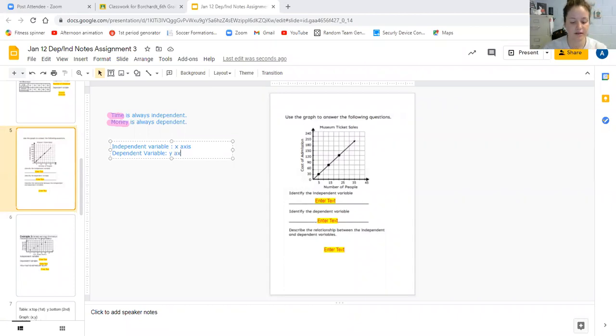Okay, so keeping this in mind, remember, you are using the labels that are attached to these X and Y axes to figure out which one's your independent variable and which one's your dependent variable. And then you're describing the relationship between the independent and dependent variable. I want you to take a minute and do this one on your own and then put your answers in the chat. Go.